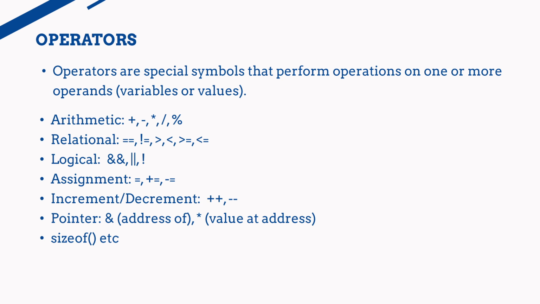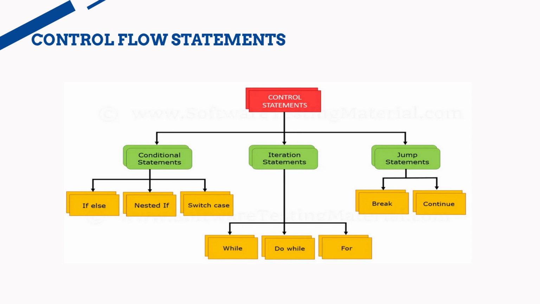Operators. What's an operator? Operators are special symbols that perform operations on one or more operands. The operands may be a variable or a value. There are different types of operators like arithmetic operator, relational operator, logical operator, assignment operator, increment or decrement operator, pointer, sizeof, comma operator, etc.